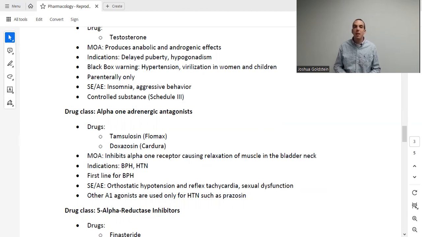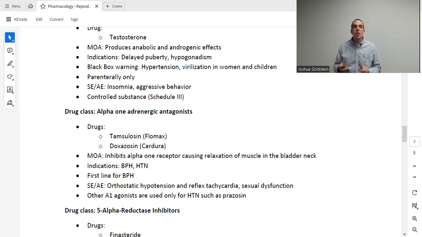This is not available in oral form. This is parenterally only, similar to HCG that we talked about. That's also parenterally only. Adverse effects of this medication: it can cause insomnia, it can cause aggressive behavior, and a whole bunch of other effects that it can have. This is a controlled substance because it is very well known that it can be abused. So for that reason, it is a controlled substance.